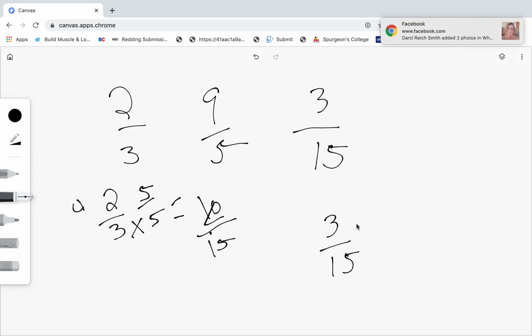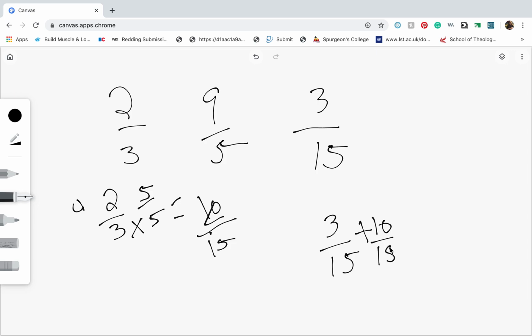Sorry, it's ugly. But now we have 3/15 plus 10/15. And just to stop our numbers from getting too big, why don't we just add these right together right here? And we're going to get 13/15. Now, we can't forget about the 9/5.